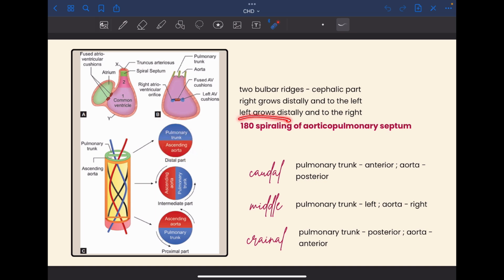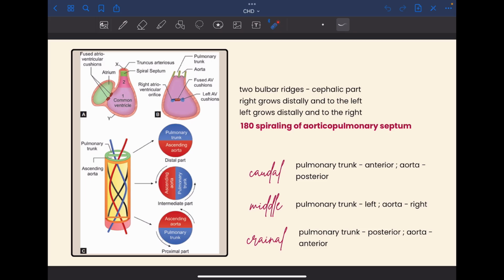So the spiraling is what gives different orientations in the heart, and this is how the arrangement of the great vessels is. Most caudally, the pulmonary trunk is anterior and the aorta is posterior. Then they will come side to side: the pulmonary trunk is left and the aorta is right. And the pulmonary trunk will be posterior in the most cranial aspect, and the aorta will be most anterior in the cranial aspect.